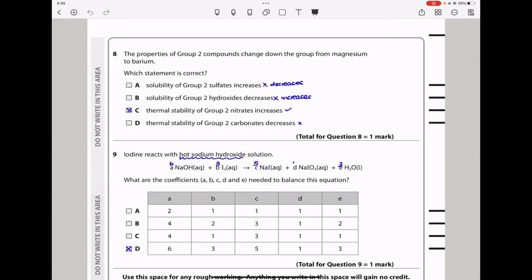B says solubility of group 2 hydroxides decreases. That is also wrong, because magnesium hydroxide is insoluble, yet barium hydroxide is going to be soluble, so that is wrong. Thermostability of group 2 nitrates increases.